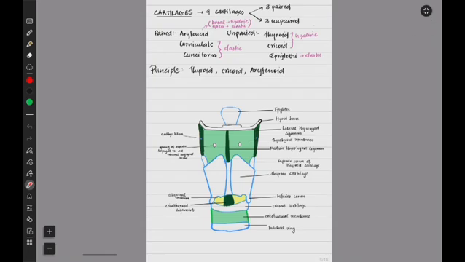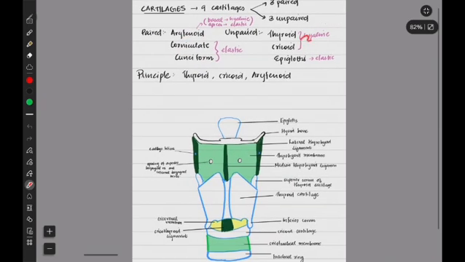The next is about the cartilages. So there are total 9 cartilages present in larynx. These are the 3 paired cartilages and 3 unpaired cartilages. So 3 unpaired cartilages are the thyroid, cricoid and epiglottis, and 3 paired cartilages are arytenoid, corniculate and cuneiform.